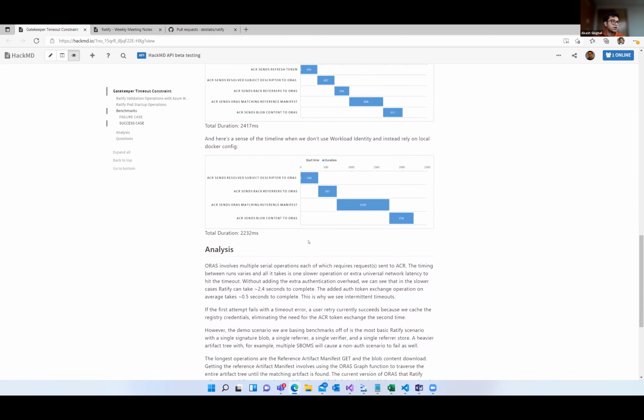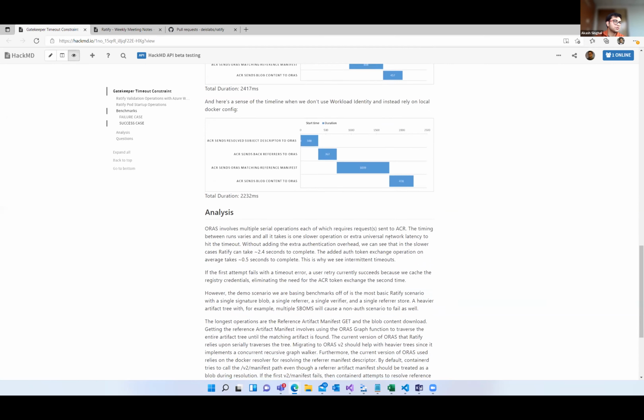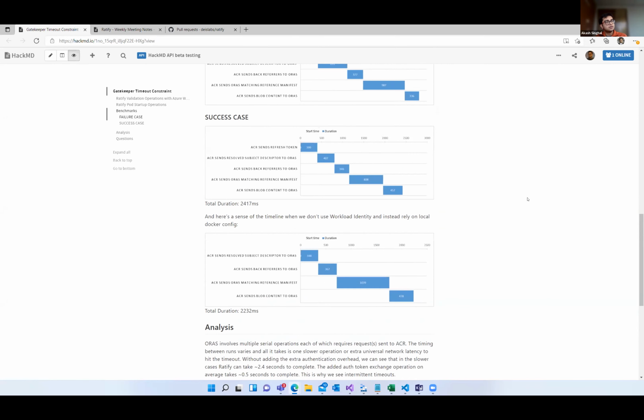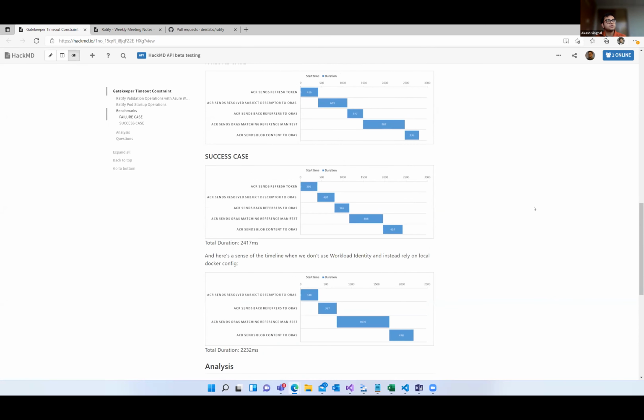So based off of these benchmarks, there are a few things to note. The first thing is that these benchmarks and timings are based off of the first attempt. The first attempt is when we are trying to grab the access and refresh token from ACR, because the registry is unknown. We haven't cached the client credentials on the Ratify end. So if any of the operations takes longer than usual, then we're going to time out.